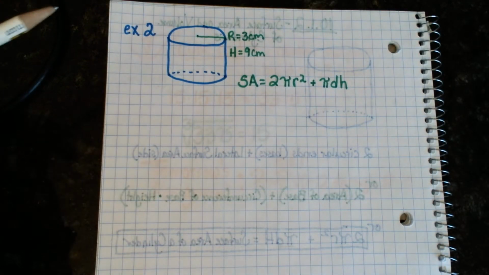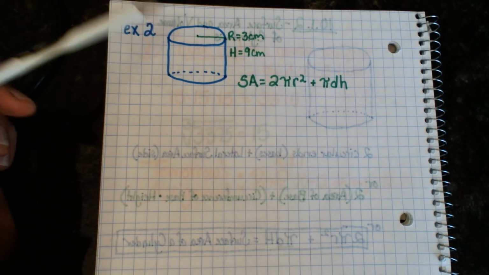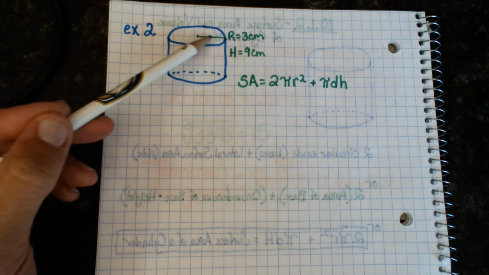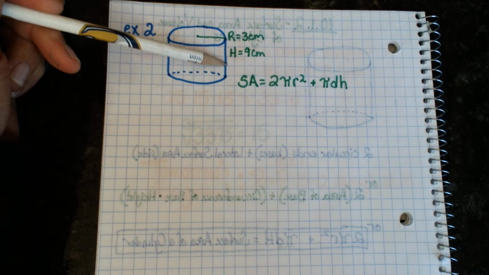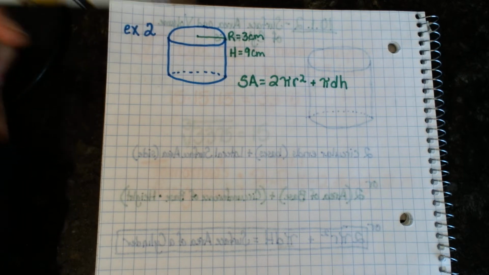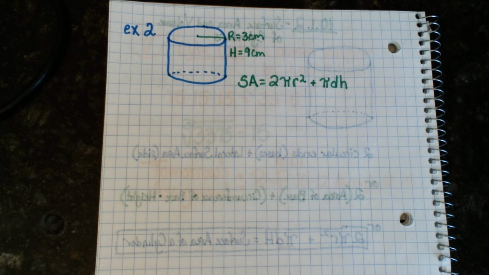Okay, we're going to move on to example 2. We have another cylinder here. On this cylinder, we are told that the radius is 3 centimeters and the height of the cylinder, the distance between the two bases, is 9 centimeters. And we're asked to find the surface area using the formula that we just discussed earlier.